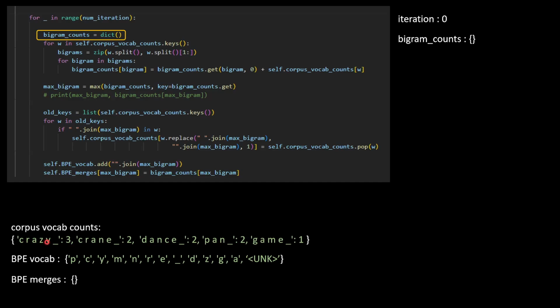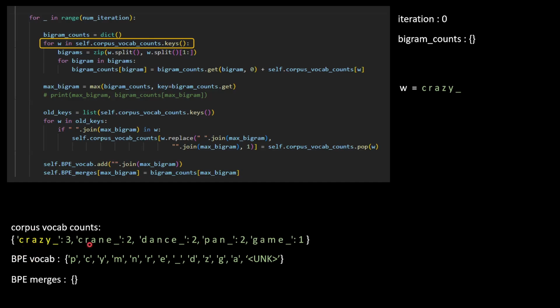As we go forward, we will see which consecutive pairs, pairs of letters in the word, have occurred most frequently, and which consecutive letters can be combined together and included in the BP vocab. We will see that in the loop. Now if we go forward, we will see that we are looping over corpus vocab counts, which has different keys, the unique words from the corpus.